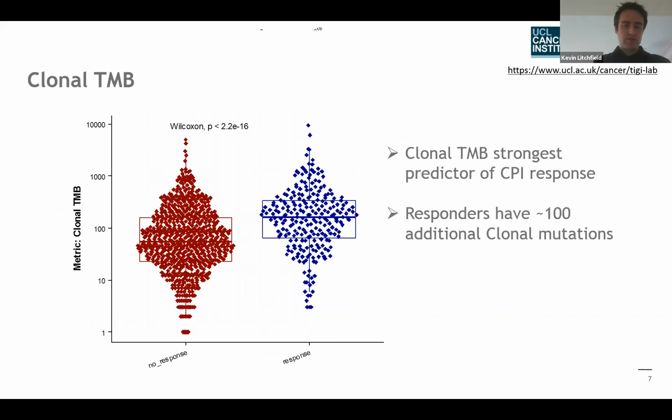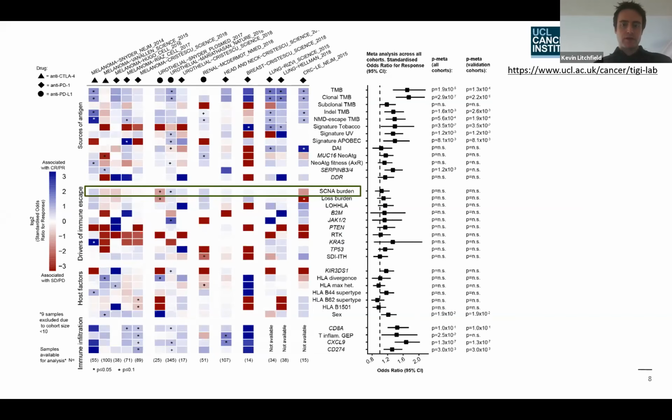If we look in individual tumors, you can see here just the data for the clonal TMB measure. We can see that responders clearly have a high number of clonal mutations, on average about 100 more clonal mutations in a responder versus a non-responder. What was also interesting was looking at the biomarkers that didn't replicate.